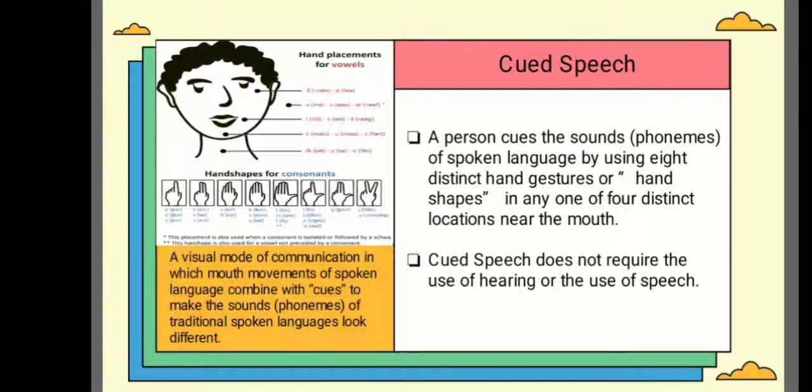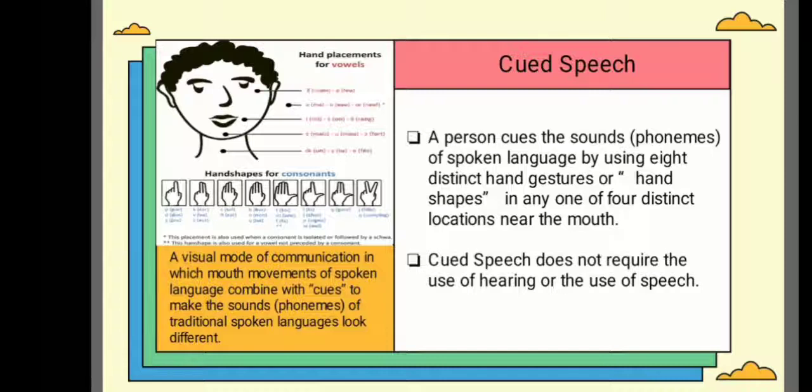When watching a person's mouth, many speech sounds look the same on the face even though the sounds heard are not the same. For instance, the words mat, bat, and pat look the same on the face even though the sounds are very different. Basically, a person cues the sounds or phonemes of spoken language by using a distinct hand shape in any one of 4 distinct locations near the mouth.